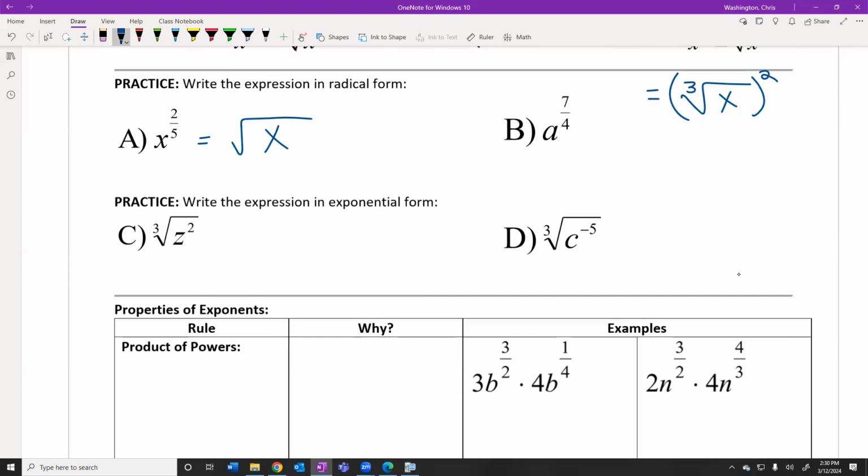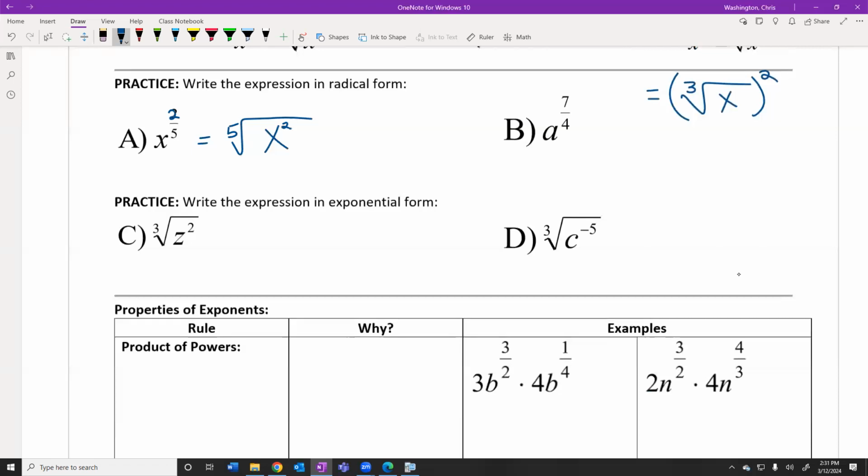Then we have to put the 2 and the 5 somewhere. Where's the 2 going to go? The 2 is the exponent. The 2, the top number, is always the exponent. We can put it inside with the x, or we can put it outside. It doesn't matter where, but we can't put it in both places. Inside with the x or outside. And what's the bottom number? The bottom number tells me the root, or the index of the root, and that is a 5.